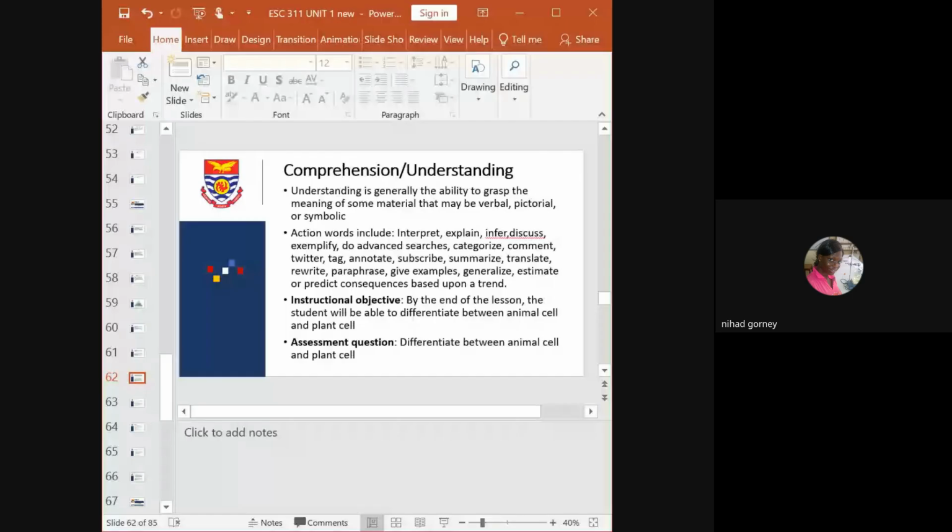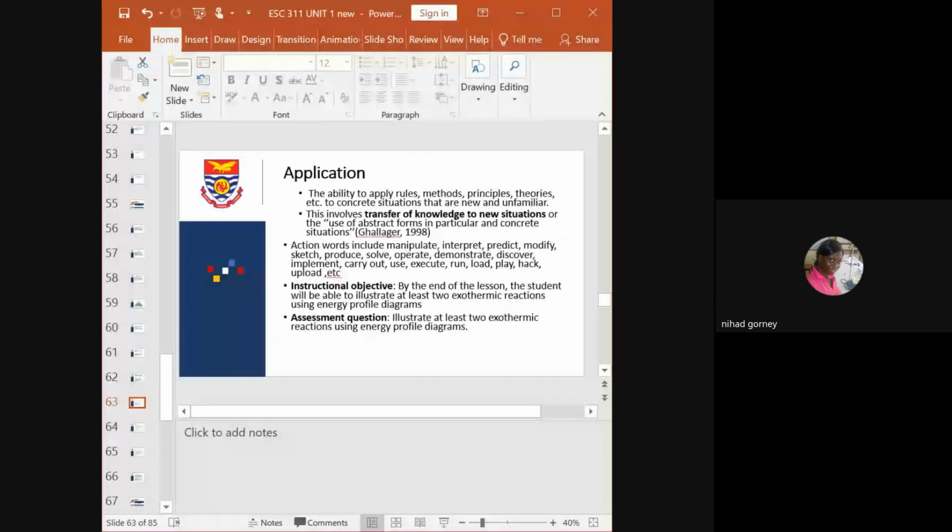When it comes to comprehension or understanding, we have you being able to grasp the meaning of material. Some of the verbs we normally use are explain, infer, paraphrase, discuss, interpret. So by the end of the lesson, a student will be able to differentiate between animal cell and plant cell. If you don't have an understanding of the concept, you might not be able to differentiate.